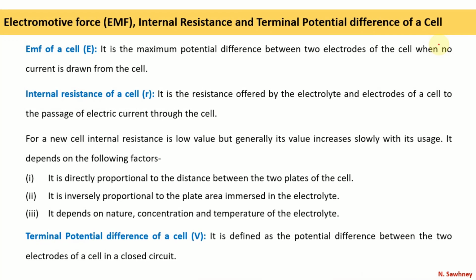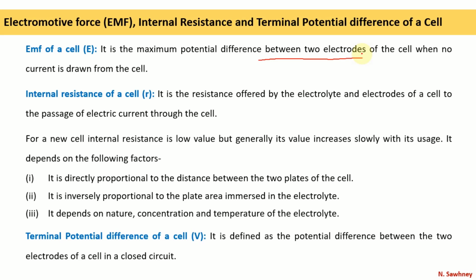EMF of a cell, that is electromotive force. It is the maximum potential difference between the two electrodes of a cell when no current is drawn from the cell. That means when the circuit is open, whatever the potential difference between the electrodes of the cell is, that is termed as the EMF or electromotive force. It also depends upon the nature of the electrodes and the nature of the electrolyte of the cell. So EMF is dependent upon the nature of the electrolyte and the nature of the electrodes.